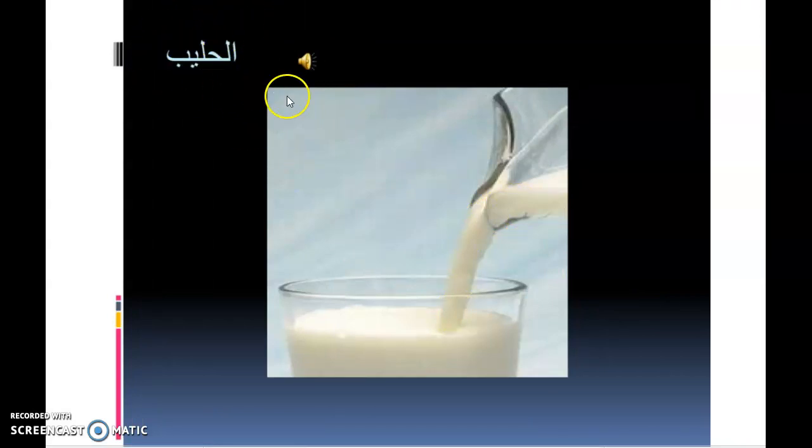So what do we mainly eat with حليب for breakfast? Cereal. Alright, cereal and حليب. حليب is milk. الحليب.